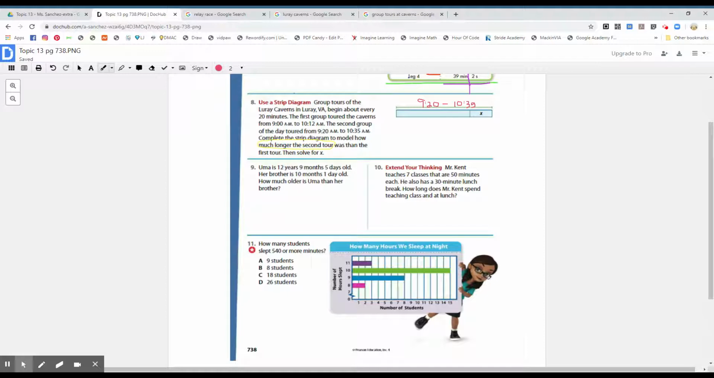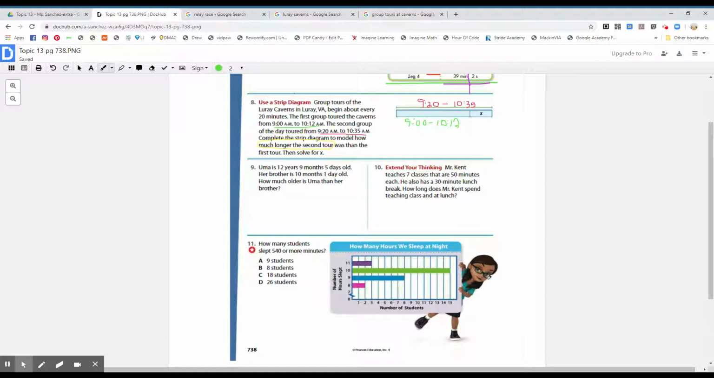Okay. And so if we already placed this amount of time on the top, where do you think this time should go? The 9 o'clock to 10:12. If you said this is this part right here, great job. Let's write it, 9 o'clock up until 10:12. Remember, boys and girls, please do not mistake that symbol for subtraction. It just means from this time to this time. Okay, so we have 9 to 10:12. And we're trying to find X, the difference. How much longer did the second group take than the first one?